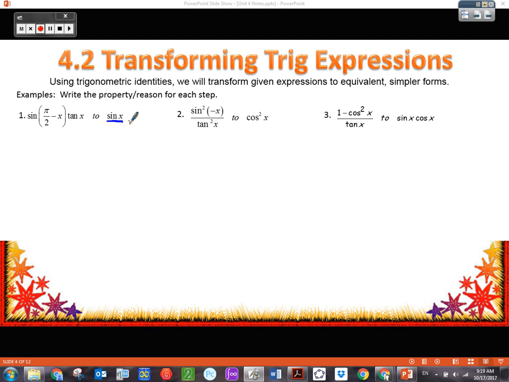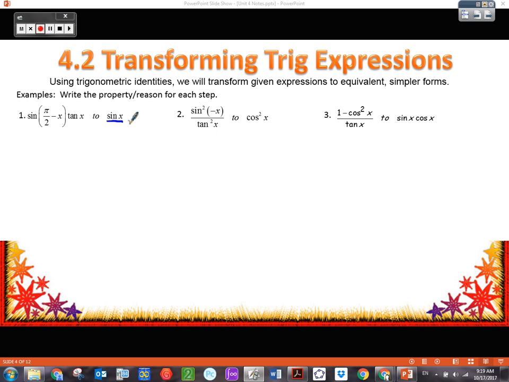So I think this is a little bit easier than the simplifying because we actually know where we want to be. We know what our goal is. We want, in this first case, to get to sine, just sine x. All right, so let's go ahead and start.